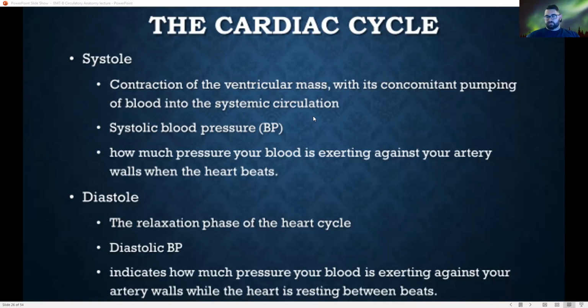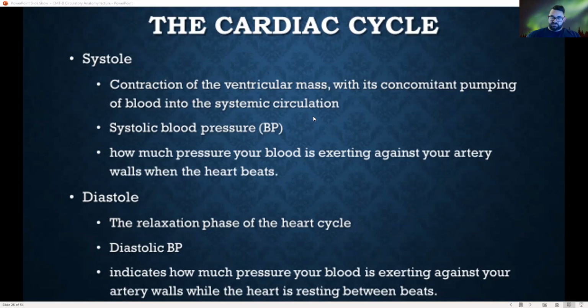So systole, that is your top number. It represents the contraction of the ventricular mass with its pumping power. So it's really measuring how much pressure your blood is exerting against those artery walls when your heart beats. The higher the number, the higher the pressure your heart is putting against artery walls. As you can understand, with any kind of pressure system, over time it could be damaging if that high pressure is flowing through there, it can damage walls.